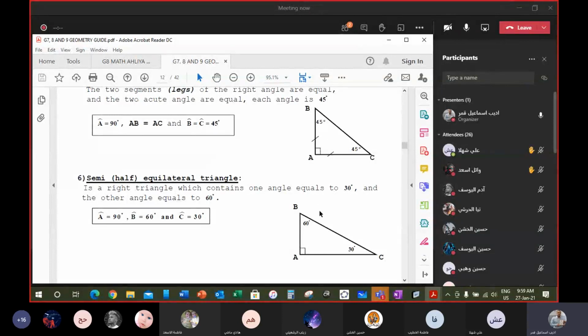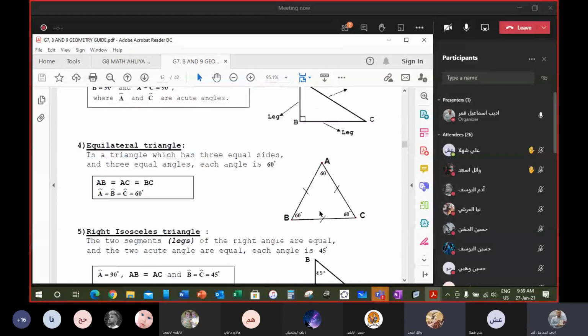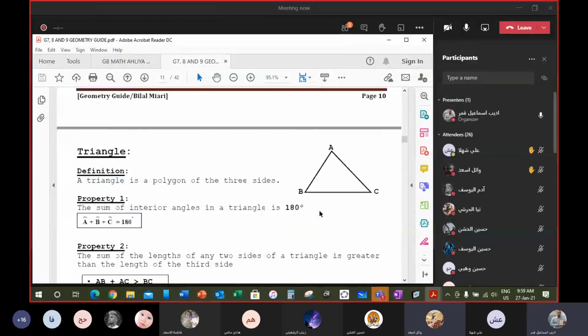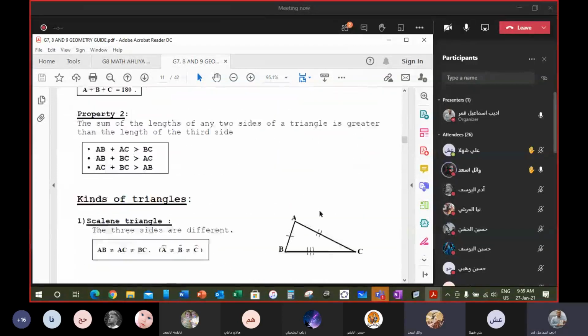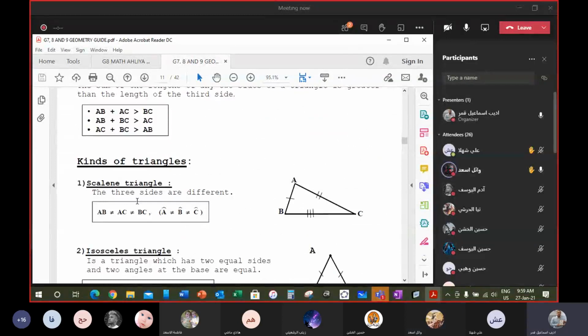Okay, semi-equilateral triangle, I will explain the scaling one again. Scaling triangle: the three sides are different and the three angles are different. It is neither isosceles, nor equilateral, nor semi-equilateral, nor right isosceles. Okay, it is any triangle with three different sides and three different angles.